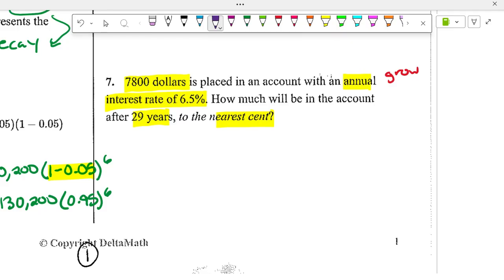So take a minute, put the information into the formula, and then stop. That's all I want you to do. So take a minute, put the information into the growth formula, and then stop.